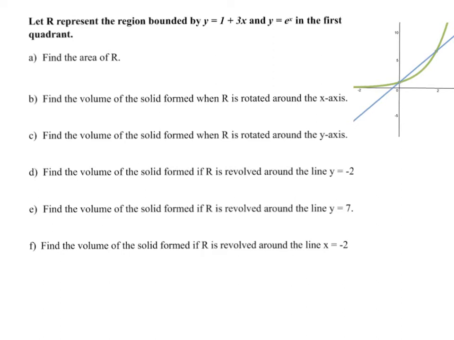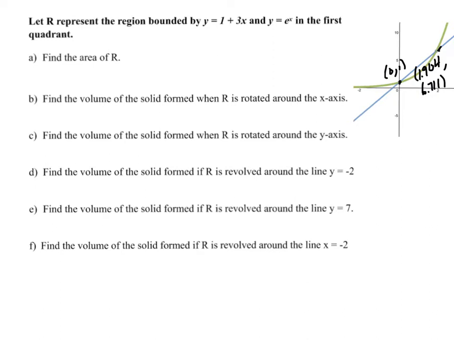Okay, so the first one, find the area of R. So I guess what we need first are the intersection points. So x equals 0 here, I think it'll be (0, 1) will be that intersection point. This other one is (1.904, 6.711). Okay, that's the other intersection point.